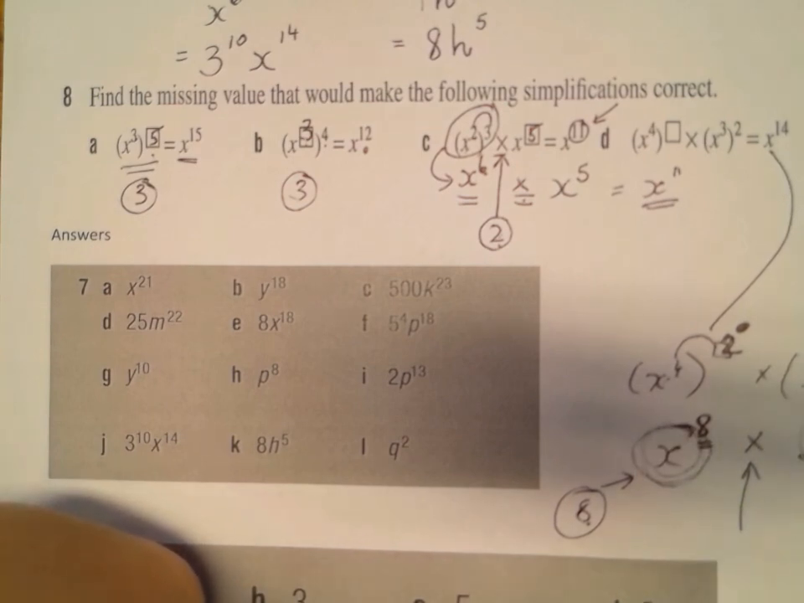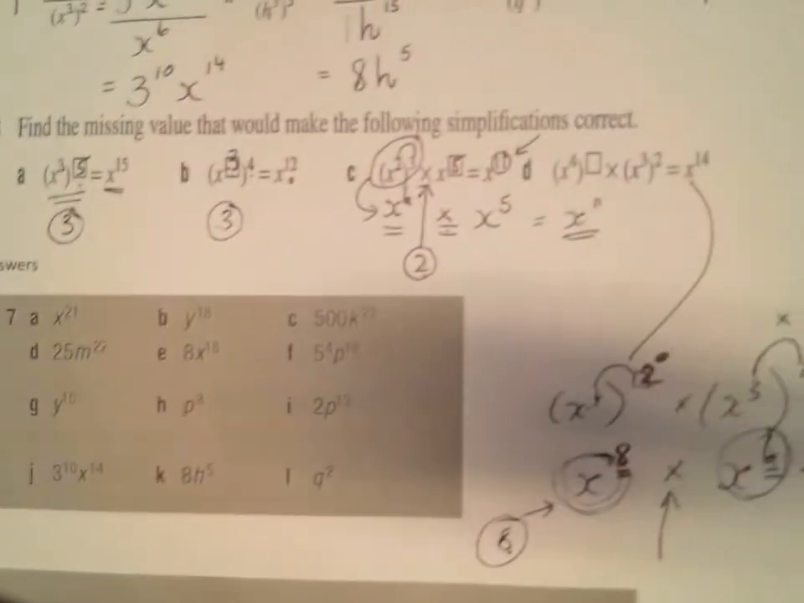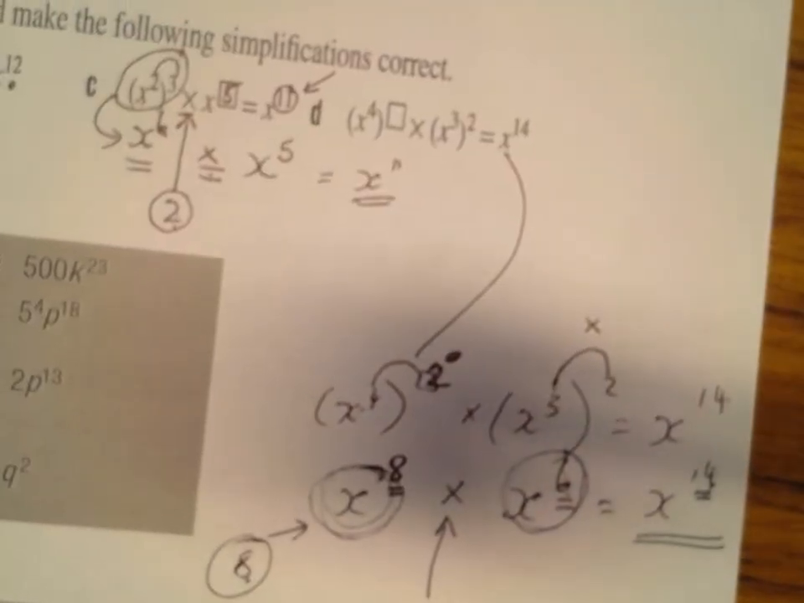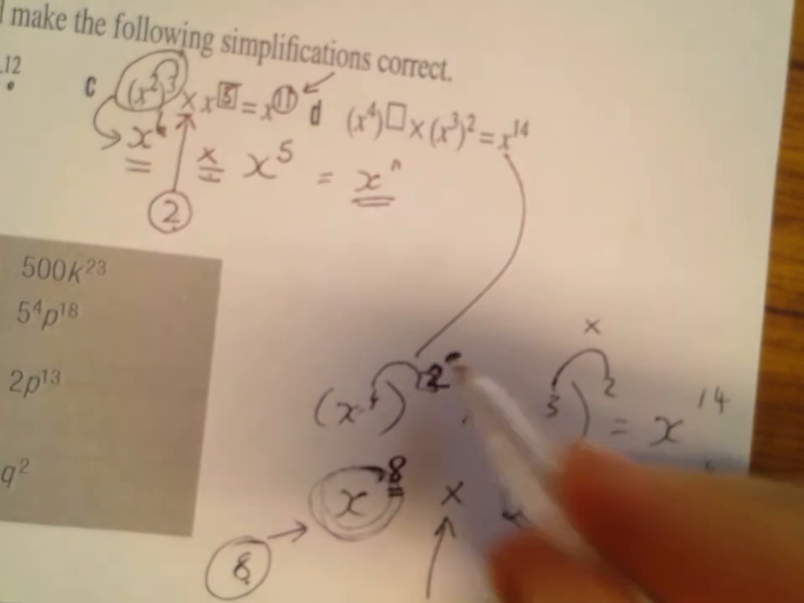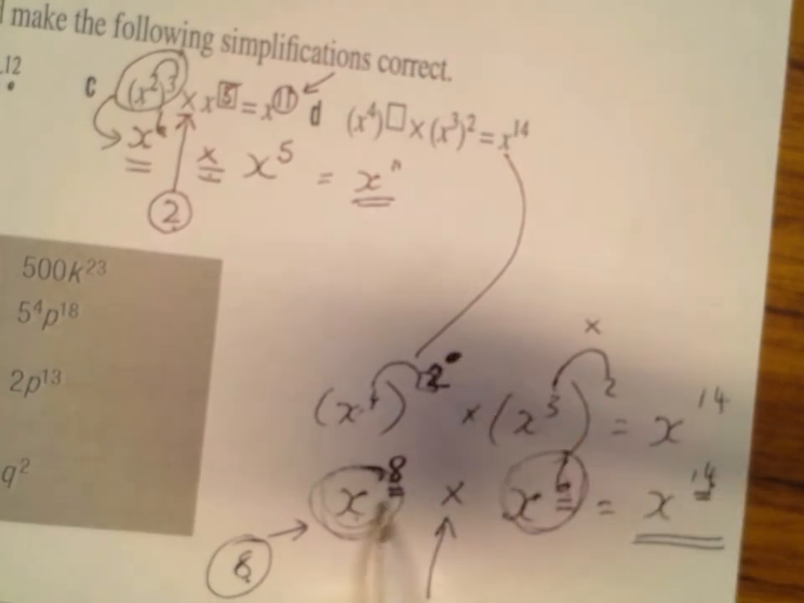With x to the power of 6 being multiplied, then we have keep the base, add the indices of x to the power of 14. So our missing number was 2, which gives us x to the power of 8. This became x to the power of 6. Multiplying them through, we keep the base, we add the powers.